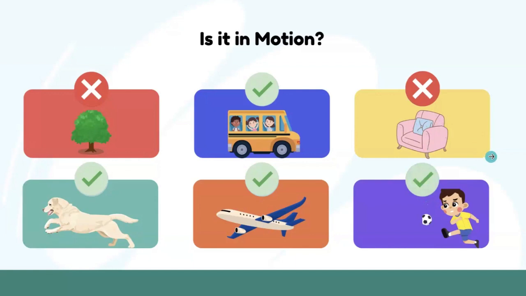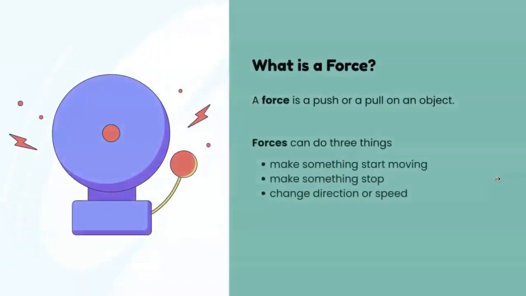Okay, so now that we have that covered, we know when something is in motion, we know when something is out of motion. What things can affect motion? What things can cause objects to go in motion? And what can cause them to get out of motion? That is where we talk about forces. What is a force, right? A force is a push or a pull on an object.